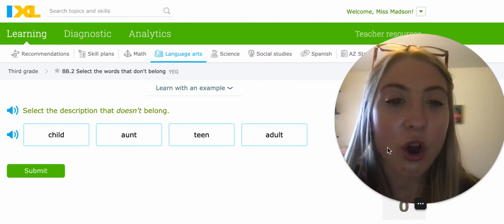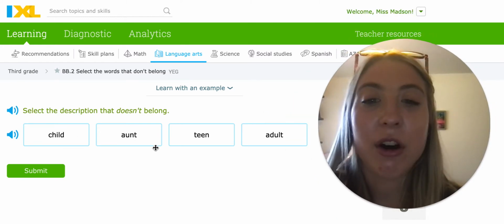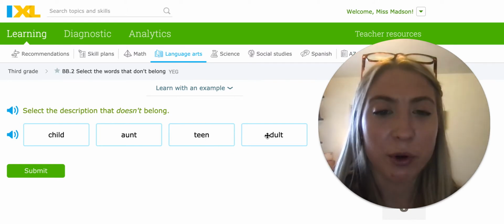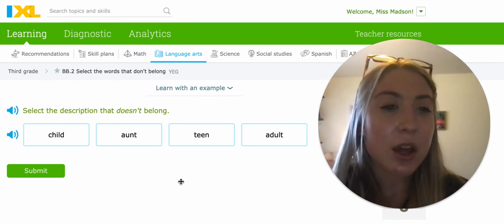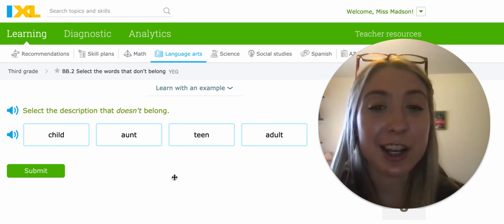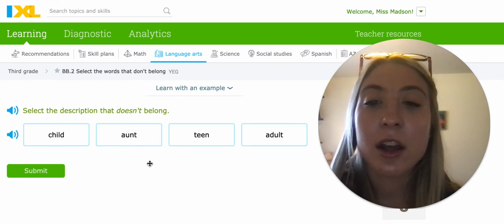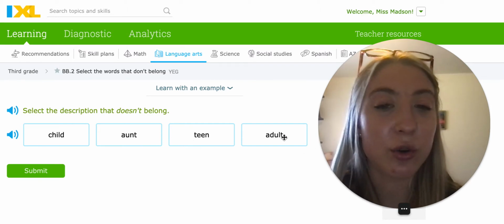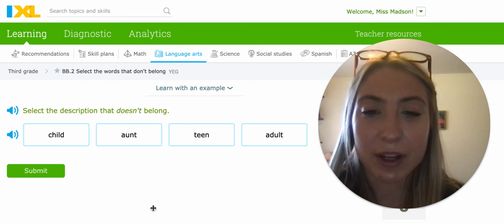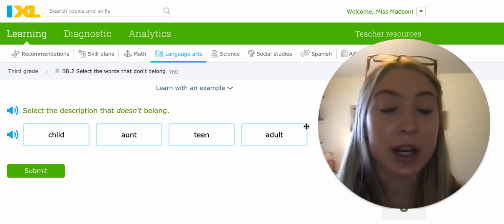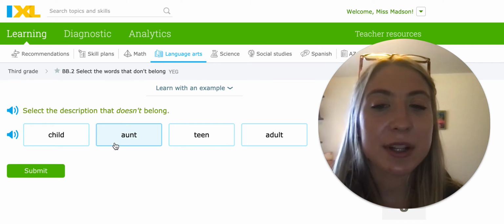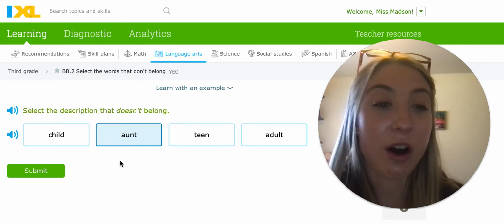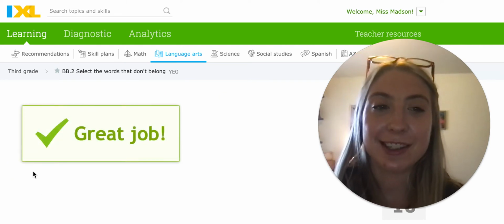together. Here we have child, aunt, teen, adult. Let's think. They all have in common that they're all people, but what's special about these people? Some of them are very non-specific. Child, we could be talking about any kid. Aunt, we're talking about someone very specific. Teen could be any teenager. Adult could be any adult. So these 3 really show that we could be talking about anyone. It's very broad, but this is a very specific person. So since we're doing broad words, our specific aunt wouldn't fit in. So that one does not belong.